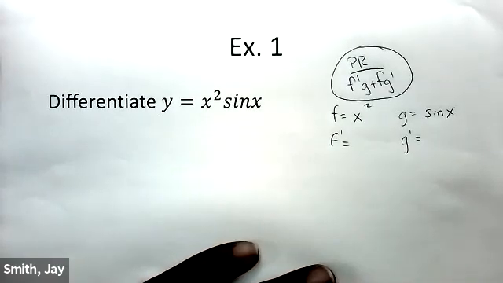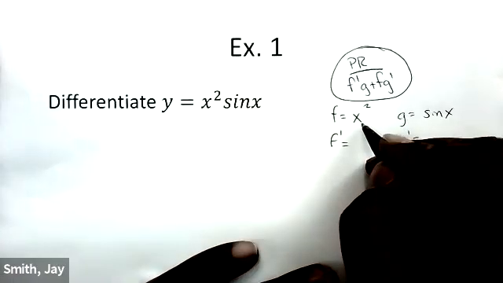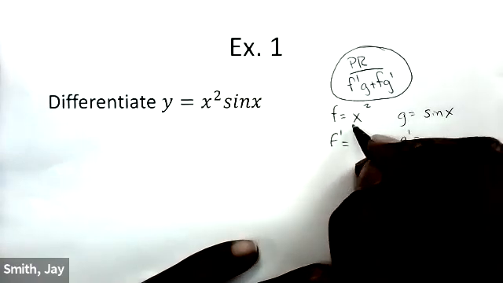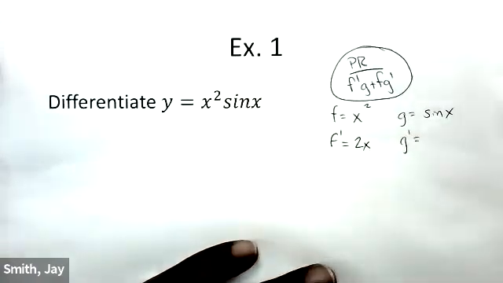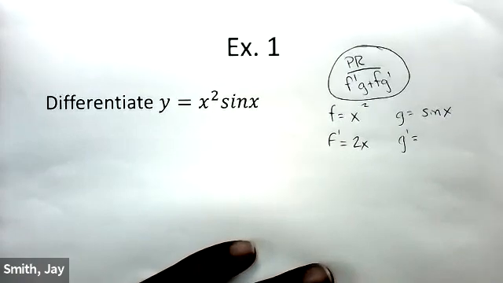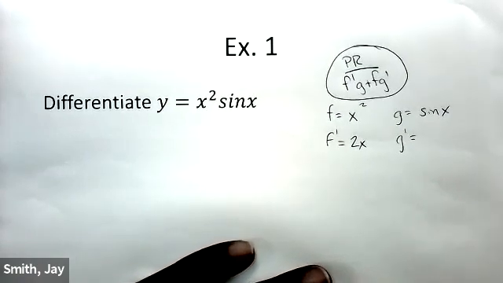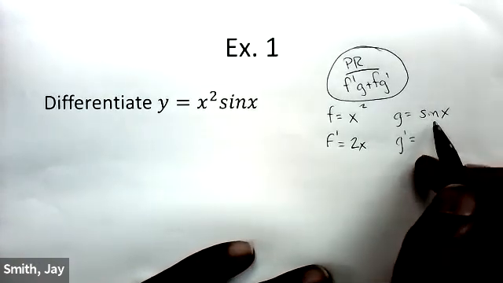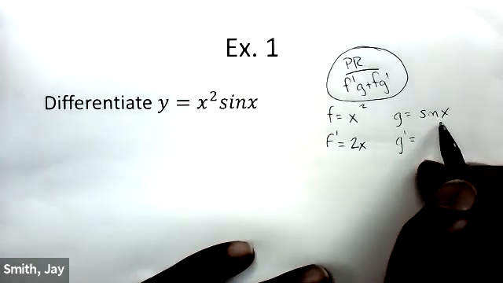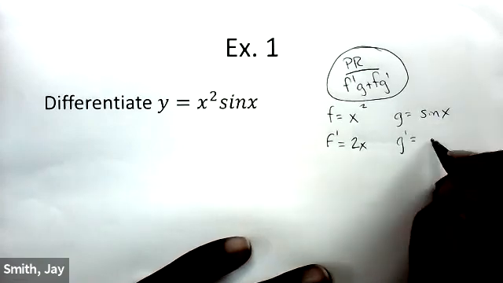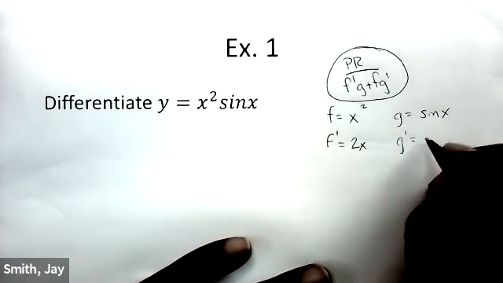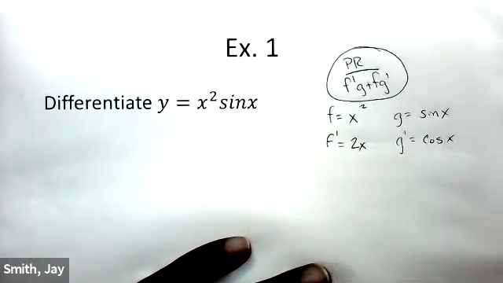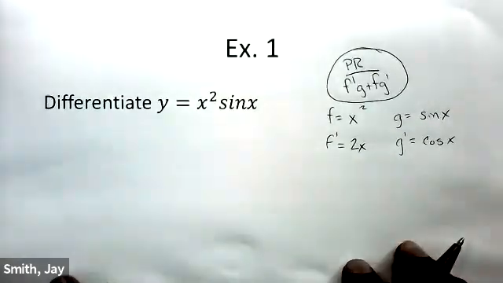So given that f is x squared, f prime, or the derivative of x squared with respect to x, we can apply the general power rule, and that will give me 2x, taking our exponent, bringing it out front, multiplying by our exponent, and then decreasing by 1. And we can use our first derivative of trigonometric functions formula, keeping in mind that the derivative of sine x with respect to x is cosine x.